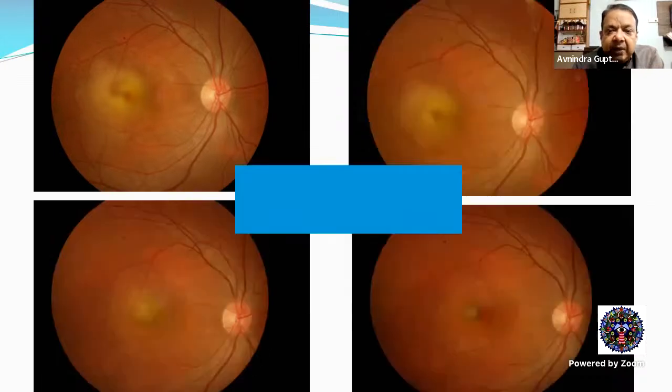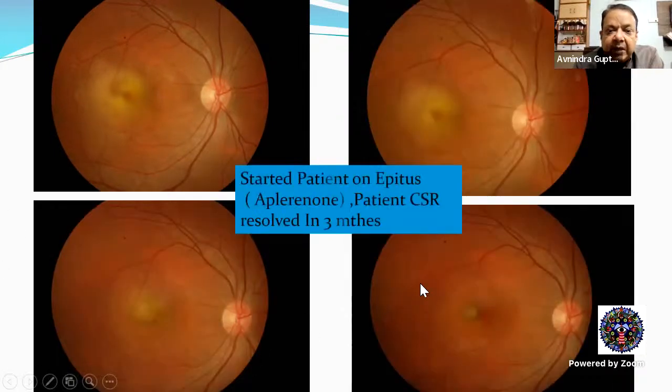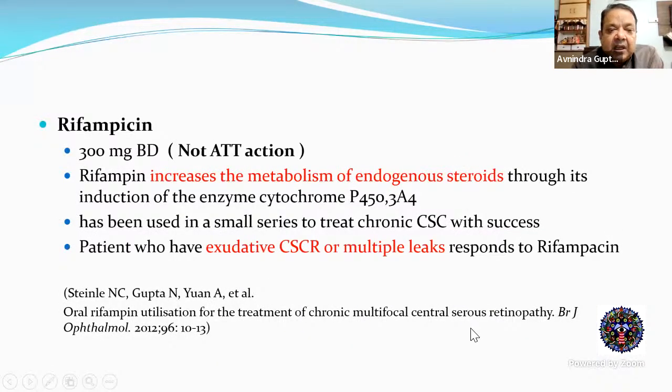PDT is not available, so we put this patient on Epitus 25 milligram BD, and over a period of 8 to 10 weeks, you can see a total resolution of exudates and fluid. This patient returned to 6/9 vision, but there was a small deficit in vision because of this pigment epithelial detachment.